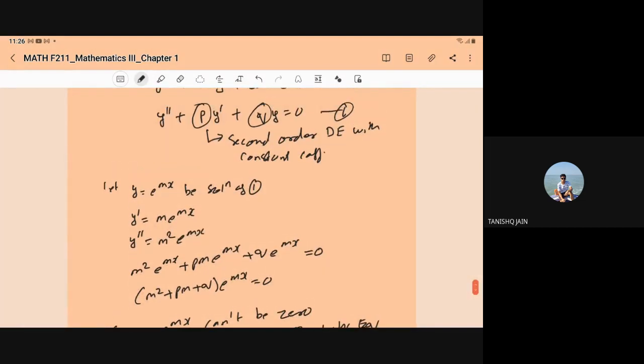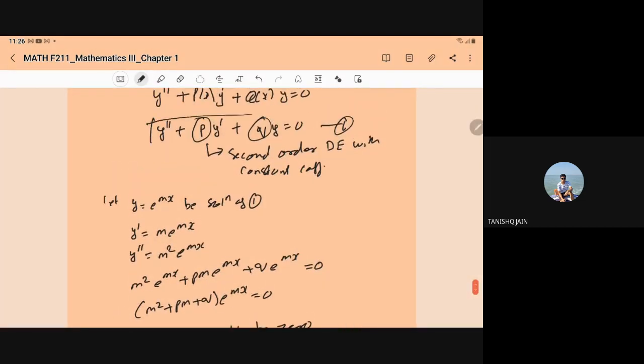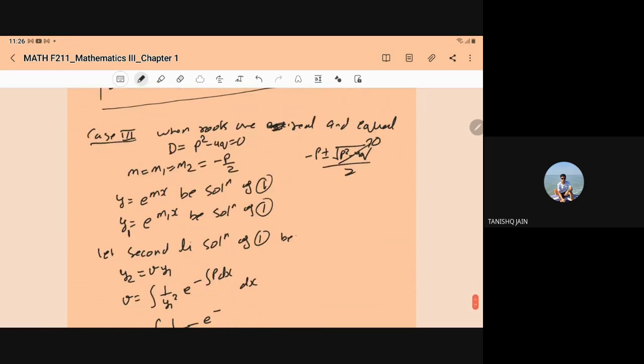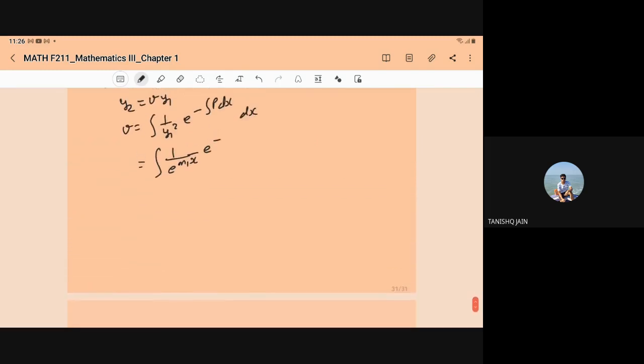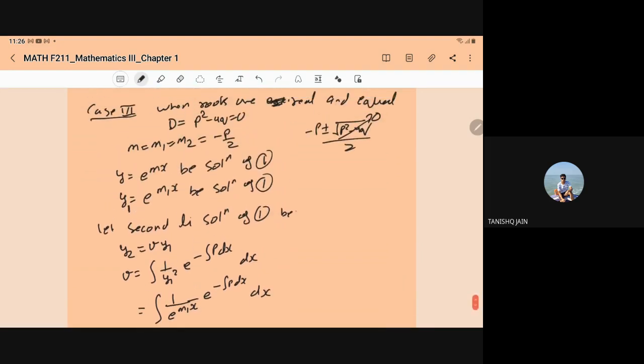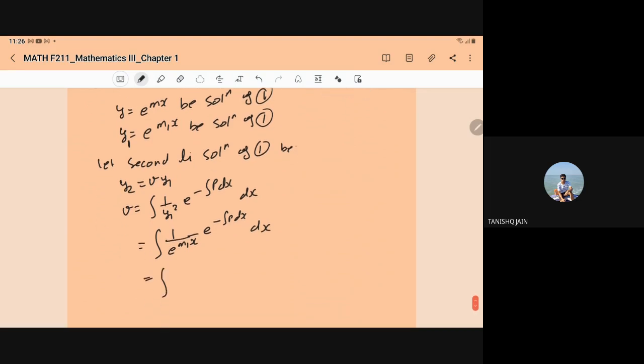Our equation is this one. So here the p is what? Small p, a constant. So in this case, it will become e to power integral p dx. Now what is the value of m1? m1 is equal to minus p by 2.